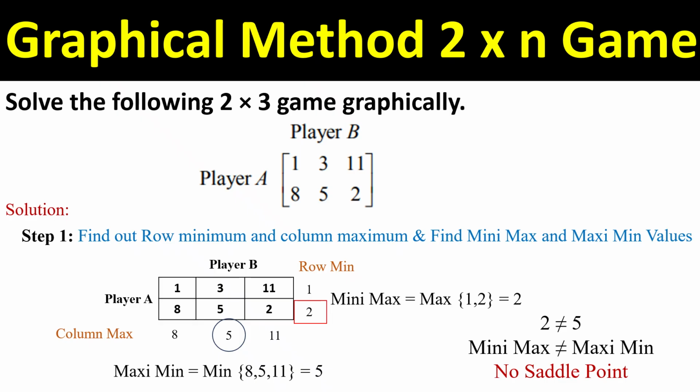Here the maximin value is 2 and the minimax value is 5. So maximin is not equal to minimax. Then this game does not have a saddle point.